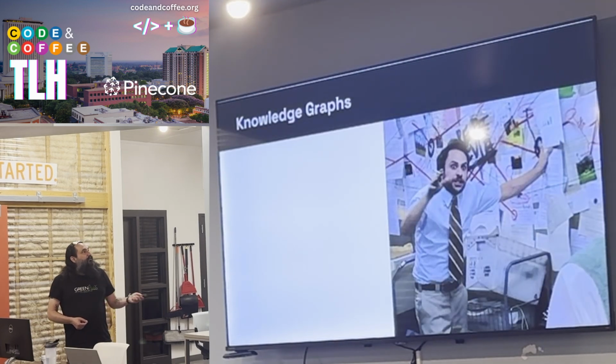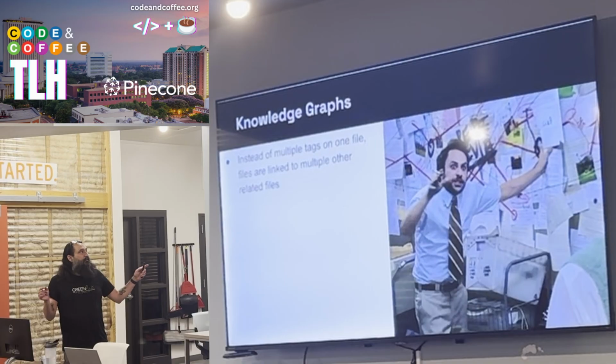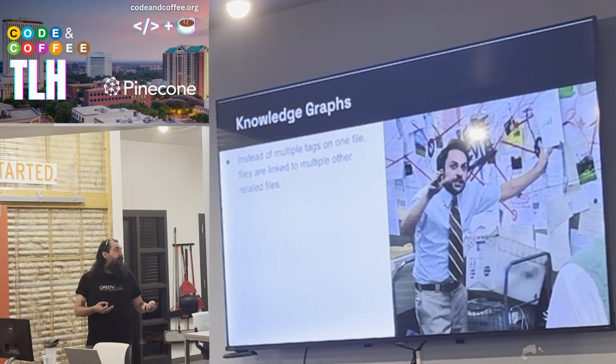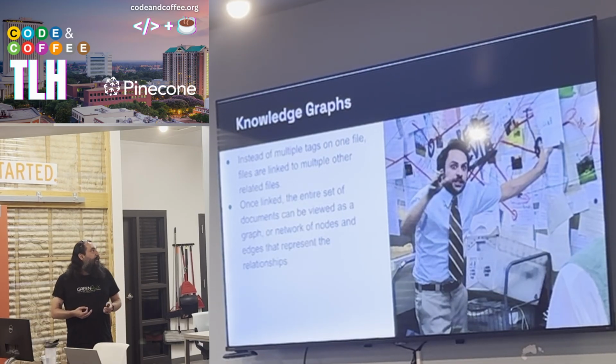So knowledge graphs are the next step up. This is something that's way better for searching. Instead of multiple tags on one file, it's like having multiple files that are linked to each other. And that could be a full file or just a chunk of a file. Chunking is something we'll talk about in a minute. But once all those files are linked, then you can view the entire set of documents and create this graph and see how they're related through the network of nodes, which are the files or the chunks, and the edges are the relationships between them.